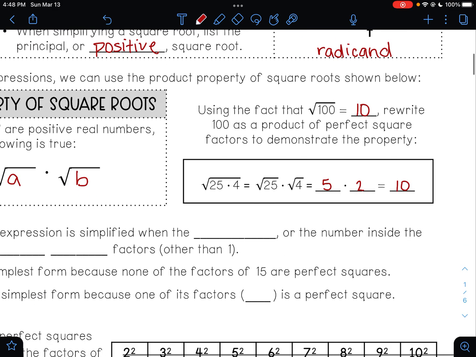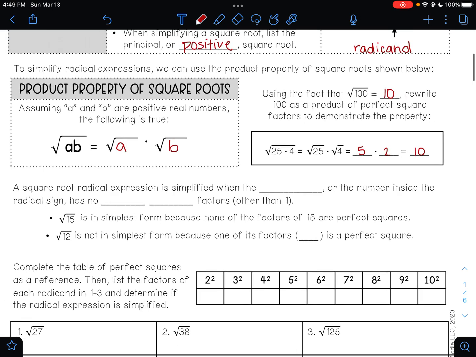Okay, so a square root radical expression is simplified when the radicand, that's the number underneath, or the number inside the radical sign, has no perfect square factor other than 1. Meaning, there's no way we can break it down into two multiples that are perfect squares.